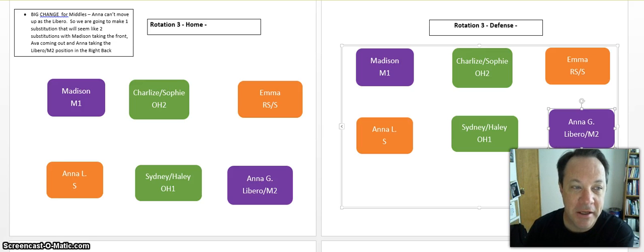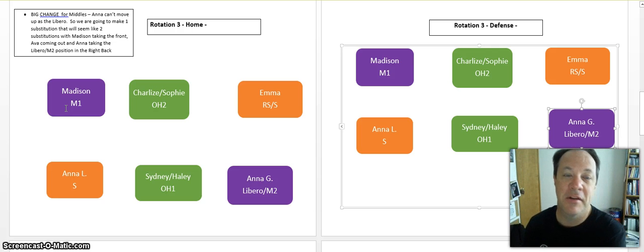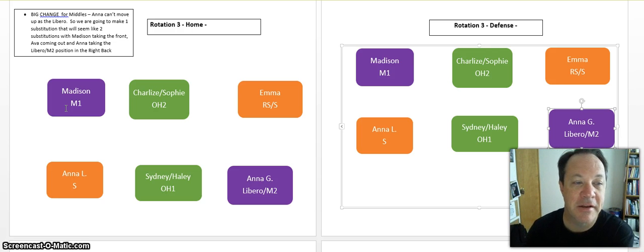Here you can see, once again, I have a big note in the note section, and here's one thing I want to point out today. Being that we have rotated into rotation three, what's happened is we had our libero over here in the left side back, and in order for us to rotate, she would have to be moving up to the front, which is not allowed. She's not allowed in the front, so we are going to make a slight change. Anytime this happens, actually a big change.